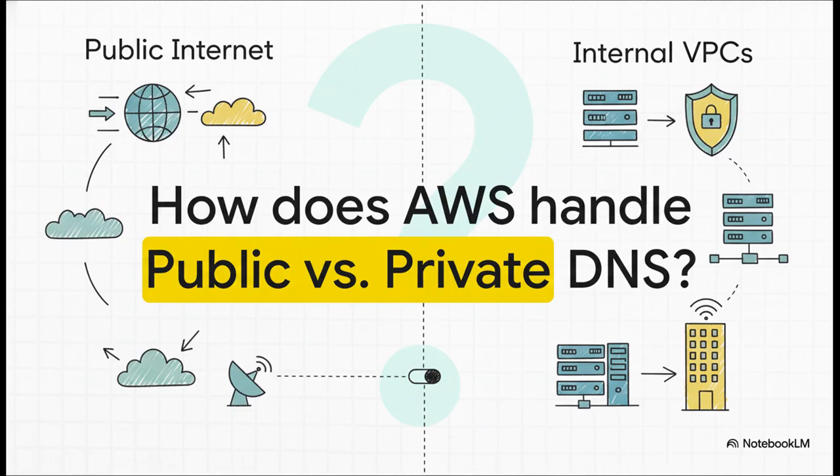But that brings up a really interesting question. How does AWS handle the where? How does it know whether to give an answer to the public internet or just inside your private network? Well, that's where public versus private hosted zones come in, and it's exactly what we're going to break down next time. See you then.